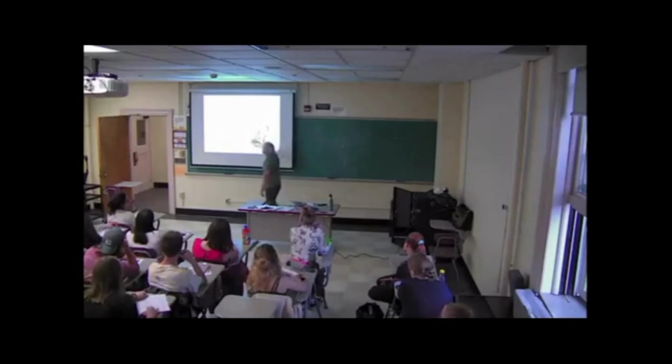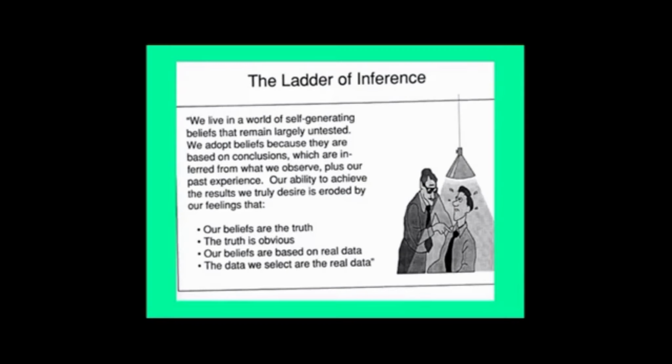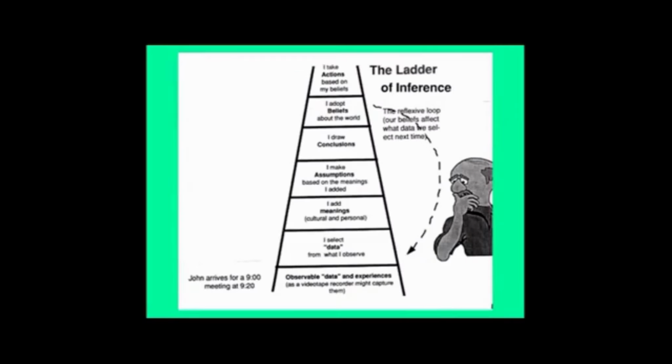Some of the things we believe in, that our beliefs are the truth, right? And the truth is obvious, and our beliefs are based on real data, and we only select real data, and therefore our beliefs are the truth, and the truth is obvious. Here's the ladder of inference. The story is, John, who was due at 9 o'clock for a 9 o'clock meeting, arrives at 9:20. You could say this: the student farmers walk in to class at 1:05.